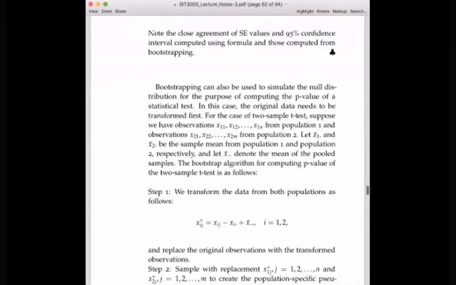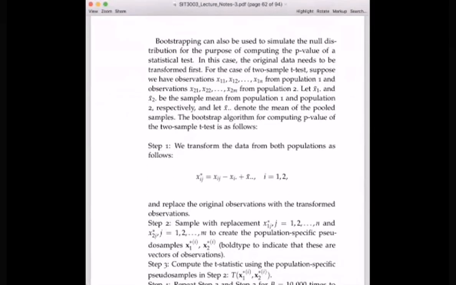Okay, so having said that, we could also actually use bootstrapping for calculating p-values, right? Previously, we learned how to use the permutation test to simulate the null distribution and then compute the p-value. It turns out that bootstrapping can also be used, okay? And in fact, it's much easier to use than permutation test in this case. Okay, so I'll give you an example here.